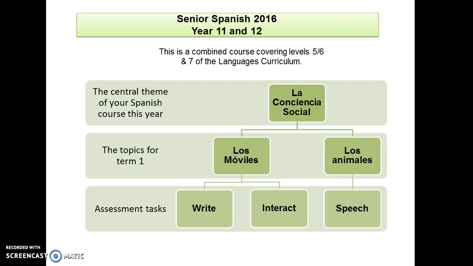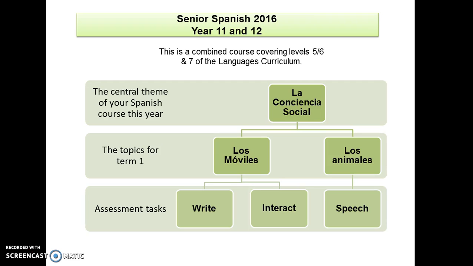Your senior Spanish course this year is a combined course of Year 11 and 12 covering three different curriculum levels, 5, 6 and 7. The central theme of your course this year is social awareness, or la conciencia social. The topics for this term are los móviles. We'll be talking about your mobile phones and their sustainability. And los animales, where you'll be talking about your animals and animal rights in general.